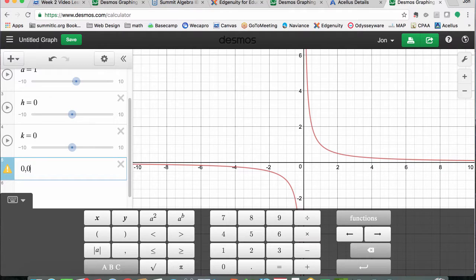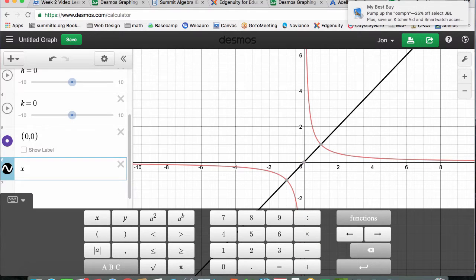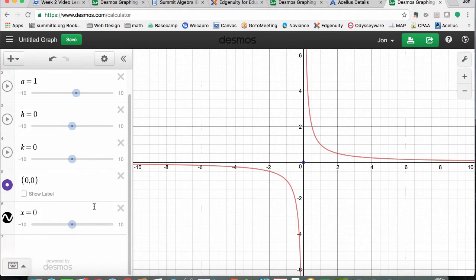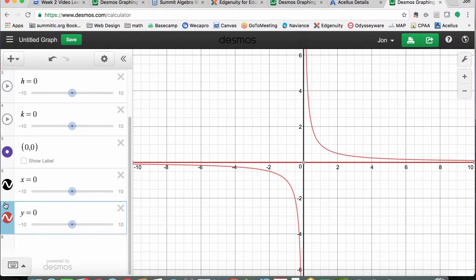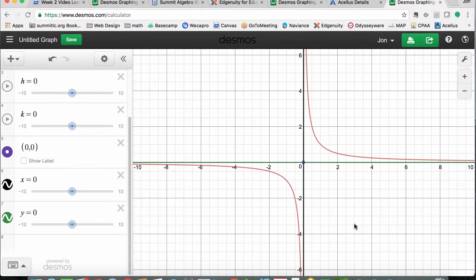0, 0, and there's a point. So it kind of is sort of like a parabola this way and a parabola that way around this point 0, 0. And then right now we have, at 0, my vertical asymptote at x equals 0. And I have a horizontal asymptote. Let me change the color. I want to make that green. All right, so there's my vertical and my horizontal asymptotes.